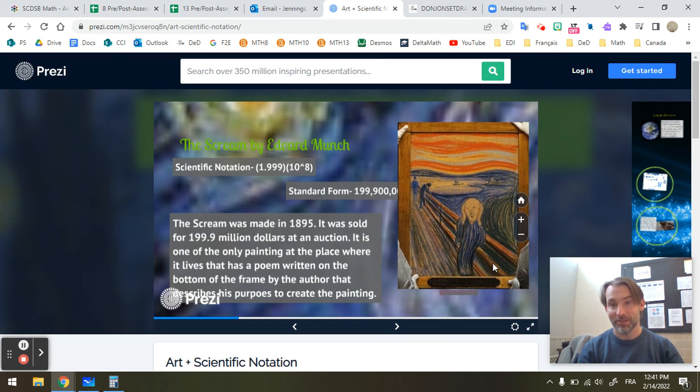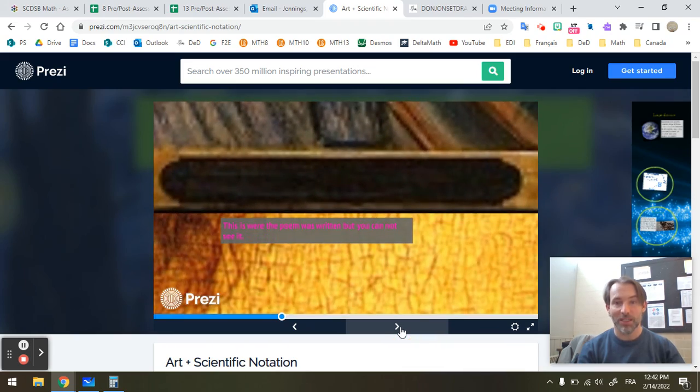So we can't see it there, but that's 199,900,000. Yeah, and it's moving the decimal place 8 times. That's the trick with these scientific notations. You just move the decimal place as many times as it says.